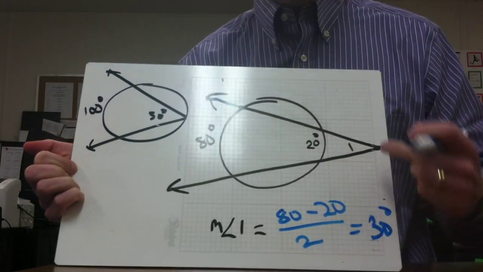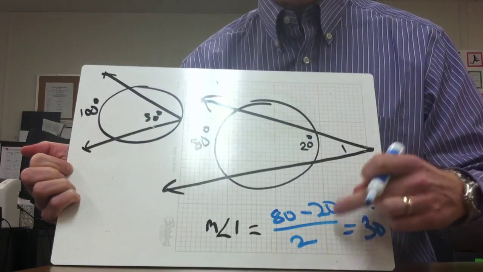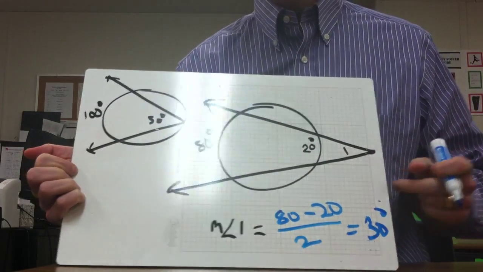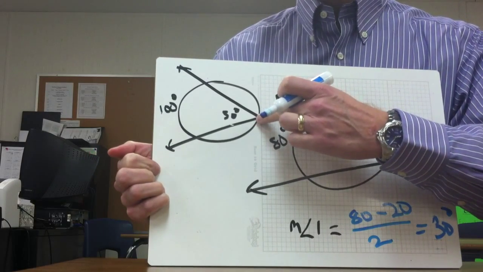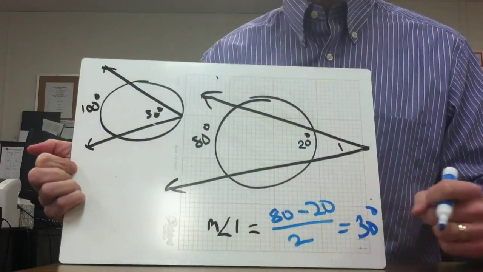You would do that anytime the vertex is outside of the circle. You subtract the two intercepted arcs and take half. So we've had the vertex on the circle, you just take half. Outside of the circle, you subtract and take half.